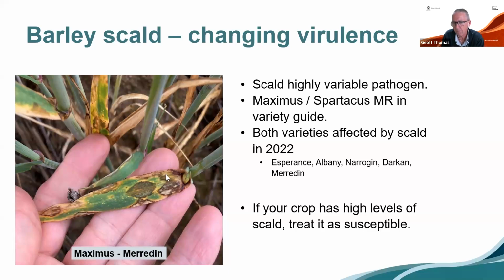And so both of these varieties last season in a range of regions from Esperance, Albany, Narrogin, Darkan through to Merredin exhibited disease. And so again, a disease to keep an eye on. Maybe the drier season will diminish the risk there. Not saying that Maximus and Spartacus growers should be panicking about this disease, but my suggestion would be that if you're growing any barley variety, but particularly Maximus or Spartacus in this case, and there are appreciable levels of scald in the paddock, then I would be treating that as a susceptible variety.